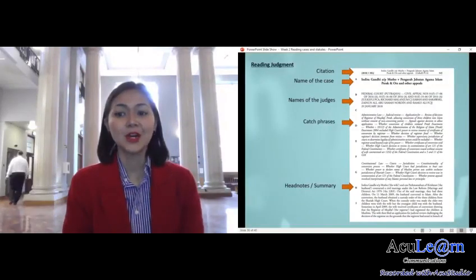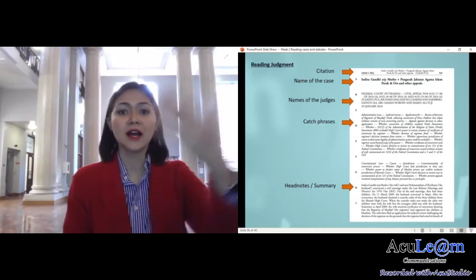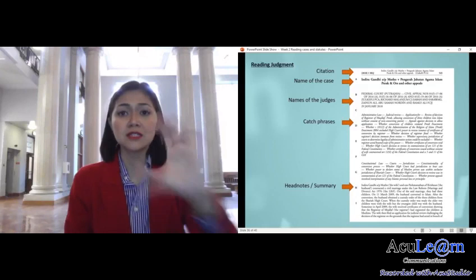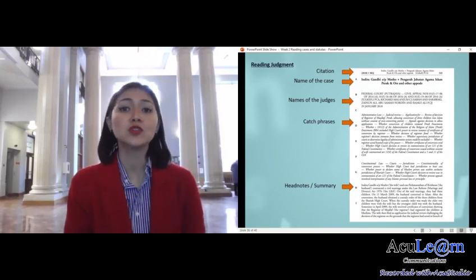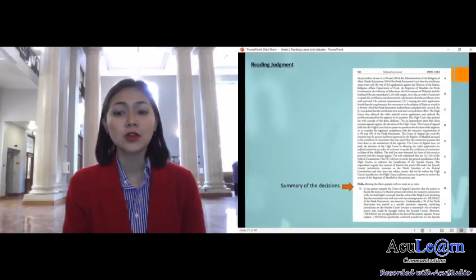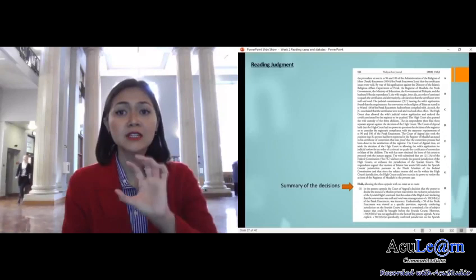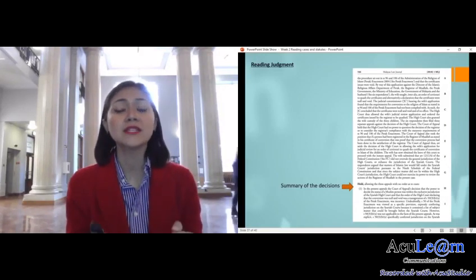Okay, now we're coming to the part of how you read a judgment. You have the citation, name of case, name of judges, and catchphrases. This is the summary of the keywords used in the judgments, and you have headnotes and a summary of the entire case itself. You look into all of this in the first 2 pages to have a brief or quick understanding of what that case is all about.